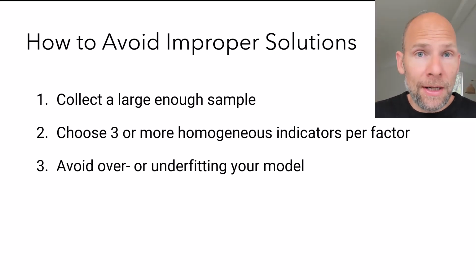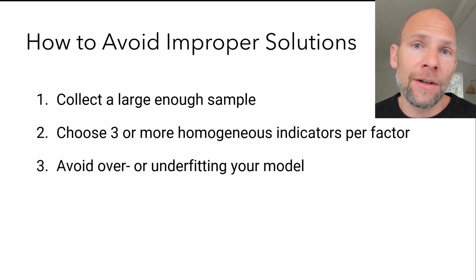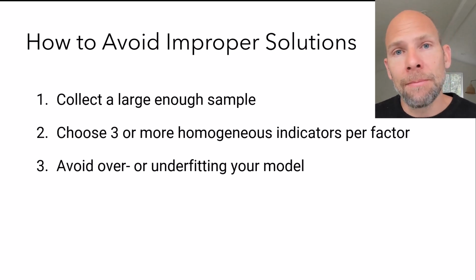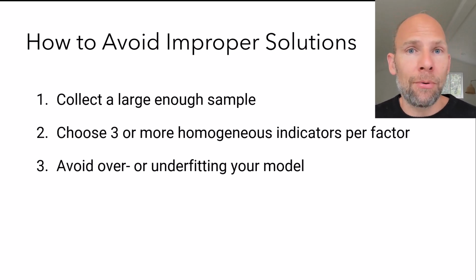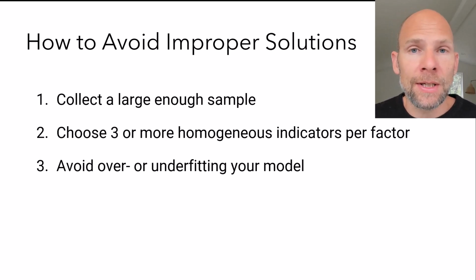So in summary, 3 things to think of: sample size, number and quality of indicators, and model misspecification. Those are perhaps the 3 most common causes of improper solutions, and they can be avoided by thinking about these things ahead of time.